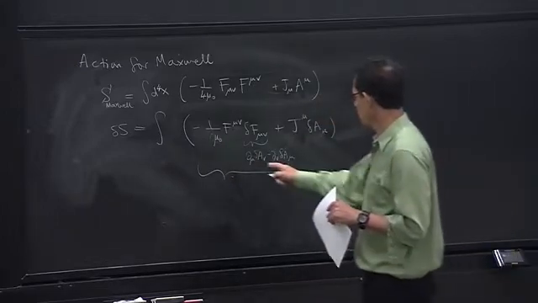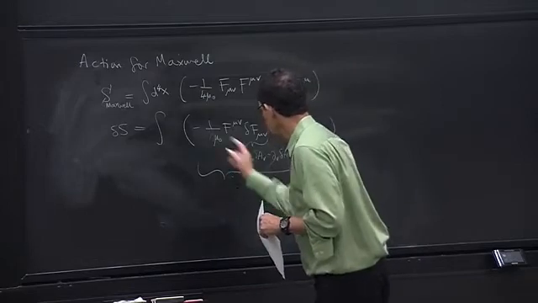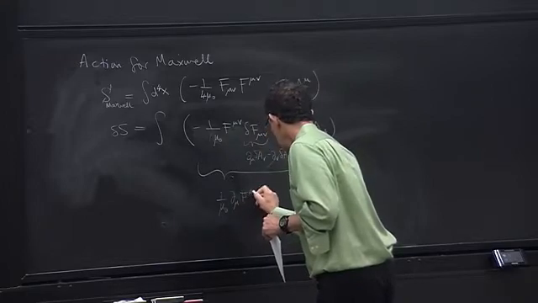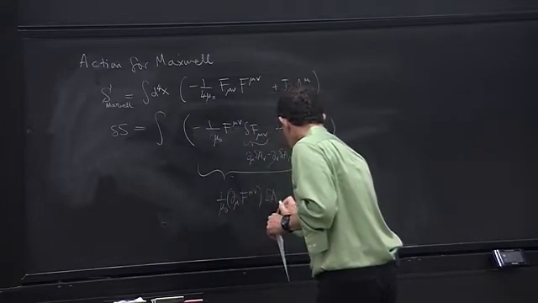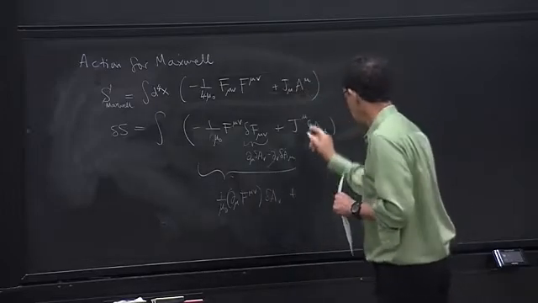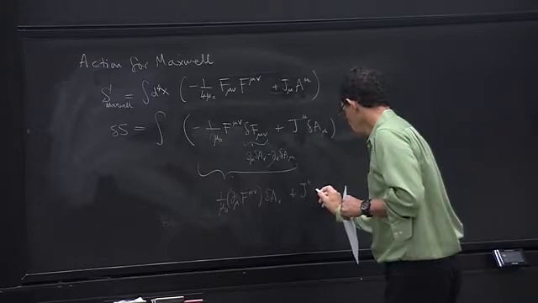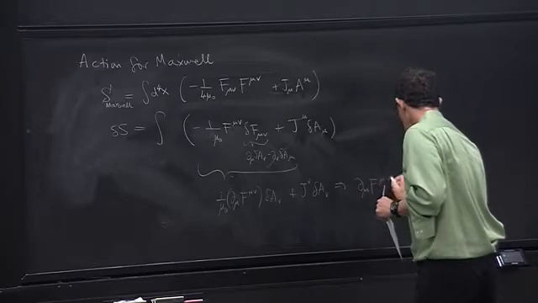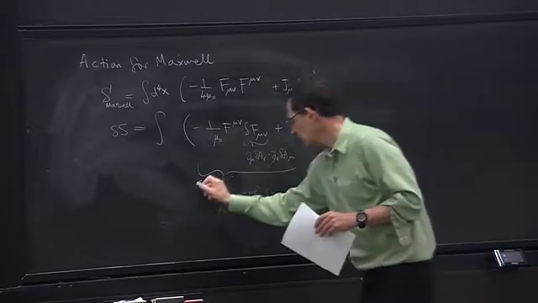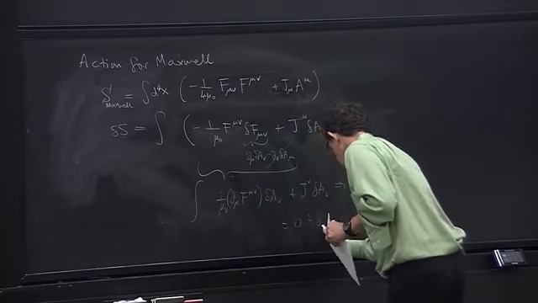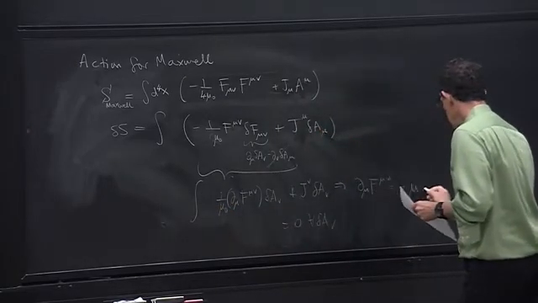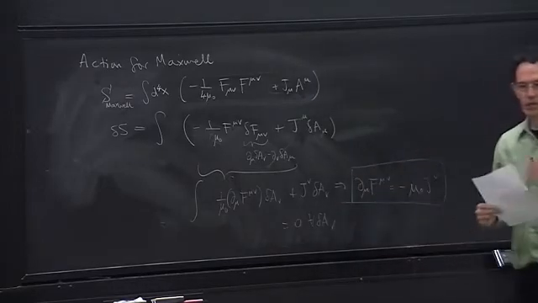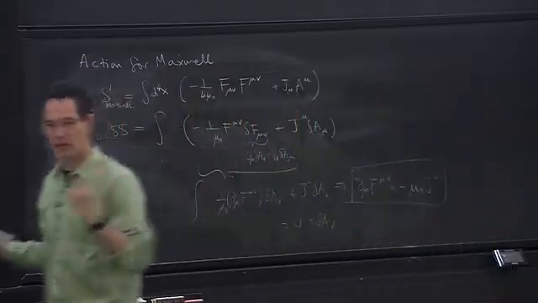Makes life easier. Now I integrate by parts, and I get plus 1 over mu naught d mu F mu nu delta A nu. And then over here I have J. I'll relabel the mu index nu delta A nu. And so I have d mu F mu nu plus mu naught J nu, which is supposed to be 0, this equals 0 for all delta A nu, and so this gives me d mu F mu nu equals minus mu naught J nu. Okay, so that shows that the obvious action is the action for Maxwell.